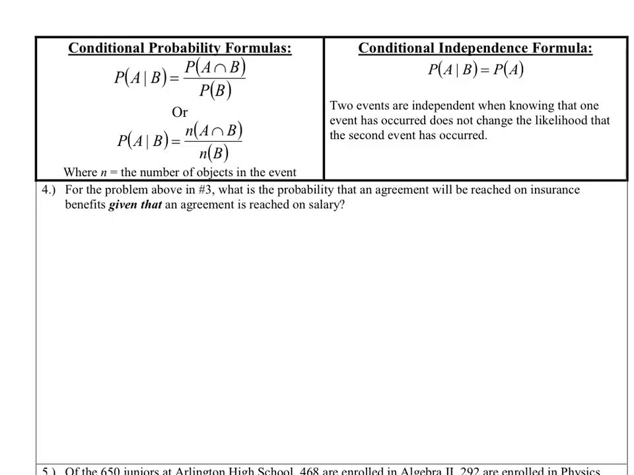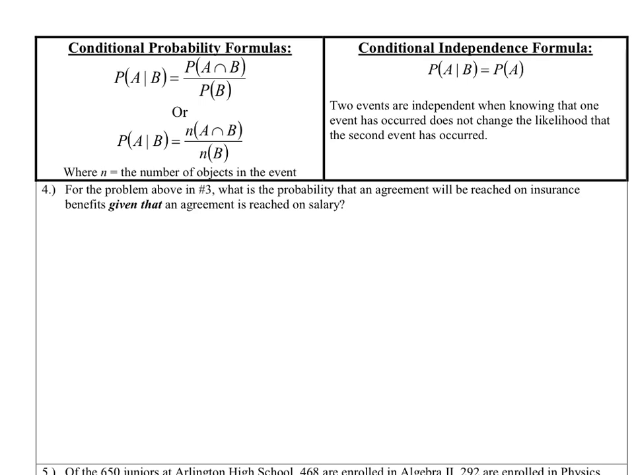So now question 4 says, for the problem above in number 3, what is the probability that an agreement will be reached on insurance benefits given that an agreement is reached on salary? So this is what we call conditional probability, and you can see it right above. The formula is on the top of the page.